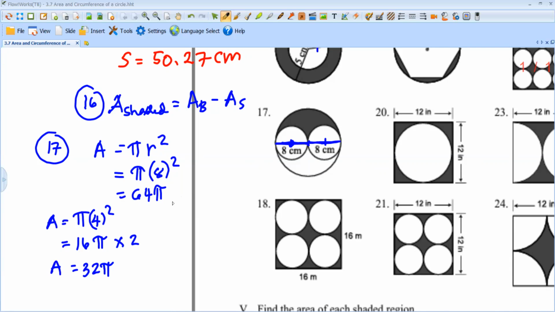So we will subtract this by 32 pi. So you will get 32 pi. That is for these two areas. But since we are looking for that, we will divide it by 2. So the answer of the shaded is equal to 16 pi, which is 50.3.